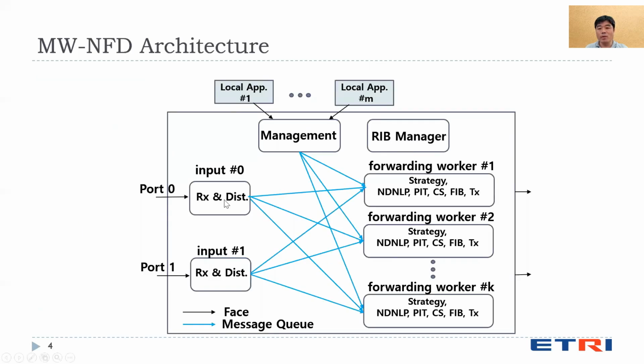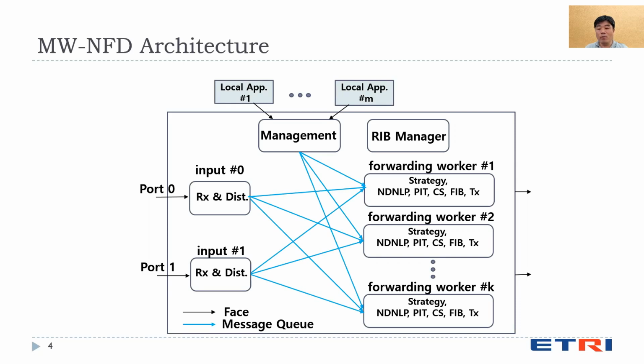Multi-Worker NFD has multiple input threads, multiple forwarding worker threads, and a management thread. The management thread is the same as NFD, unchanged. Each input thread receives packets from each associated face and distributes them to the forwarding workers based on a hash of the name prefix of pre-configured length. Actually, the input thread stores the packet to a buffer and sends the packet buffer pointer and the input face ID to the selected forwarding worker using message queues.